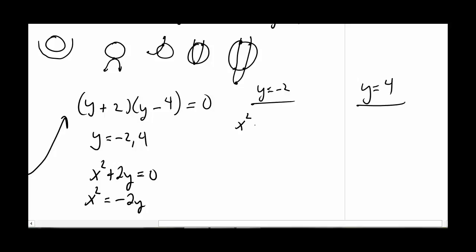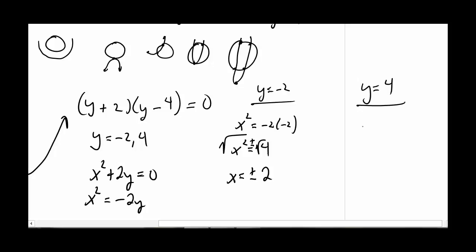So x squared equals negative 2 times negative 2. So we get x squared equals 4. Okay, and let's take the square root. Remember, when we take the square root, we get plus or minus. So we get x is plus or minus 2.